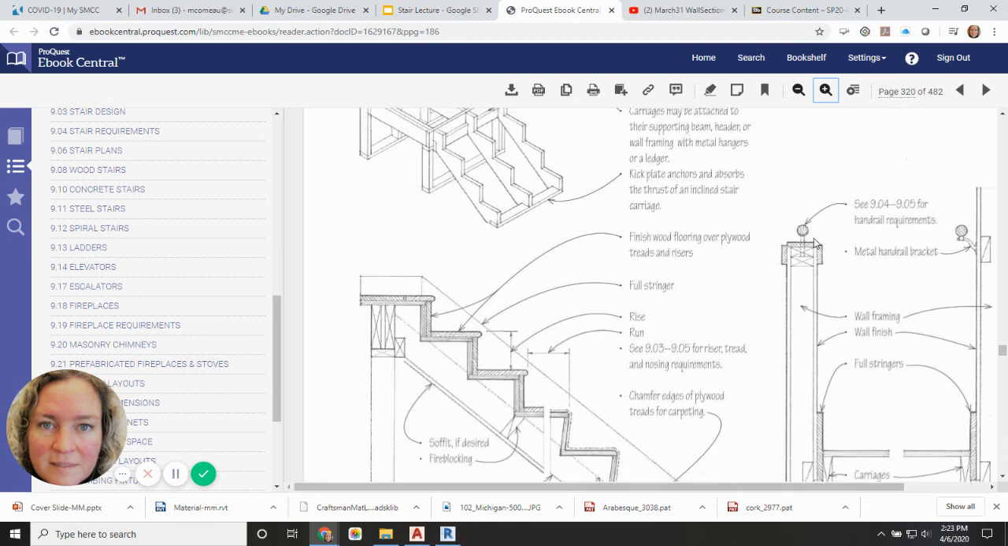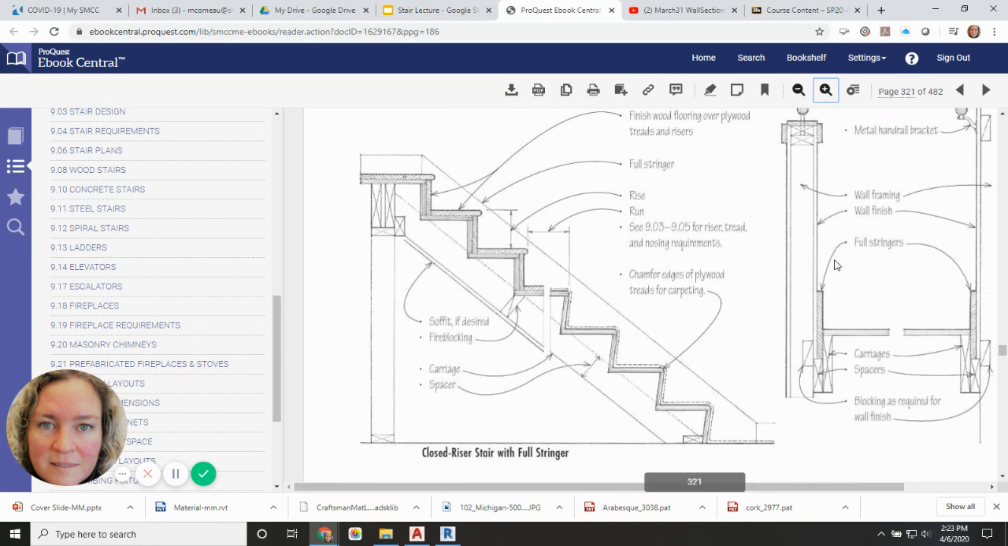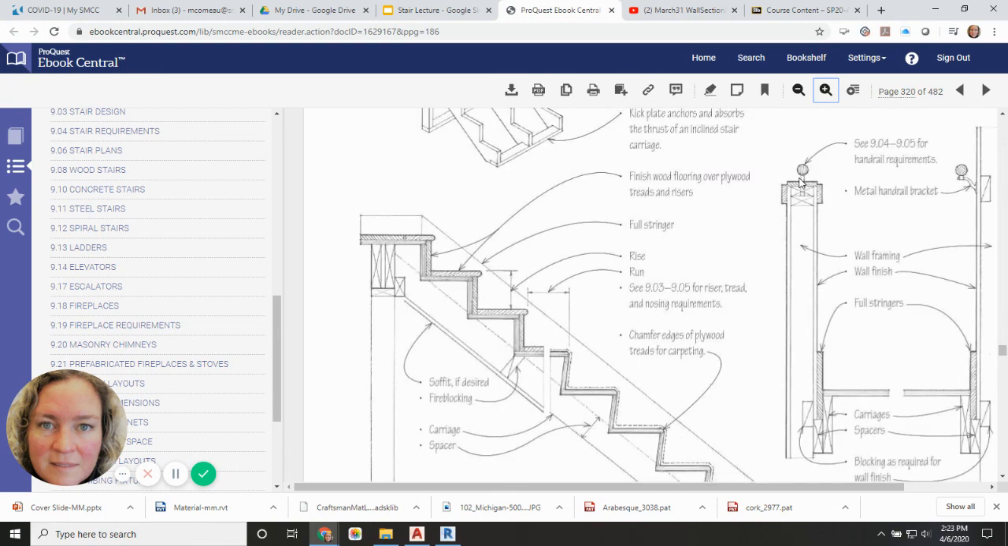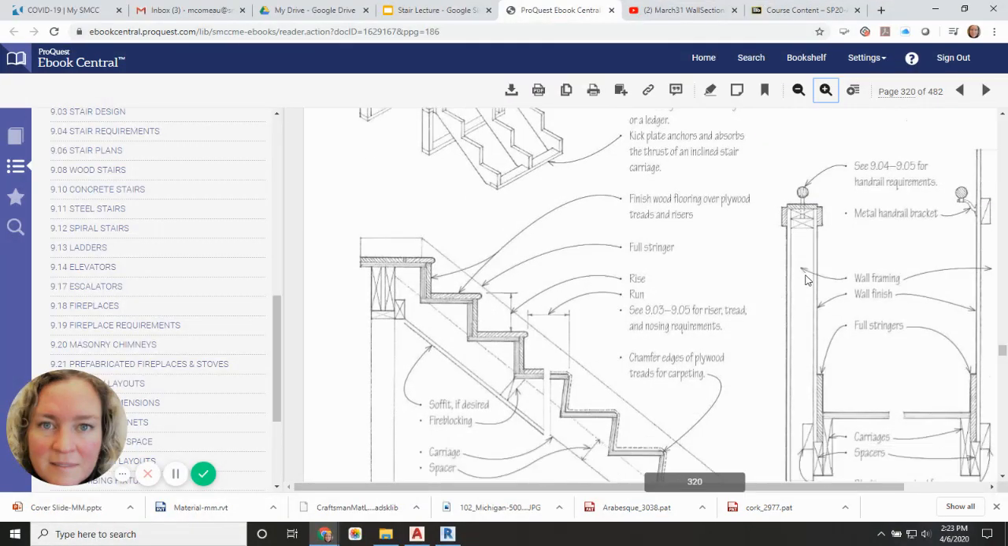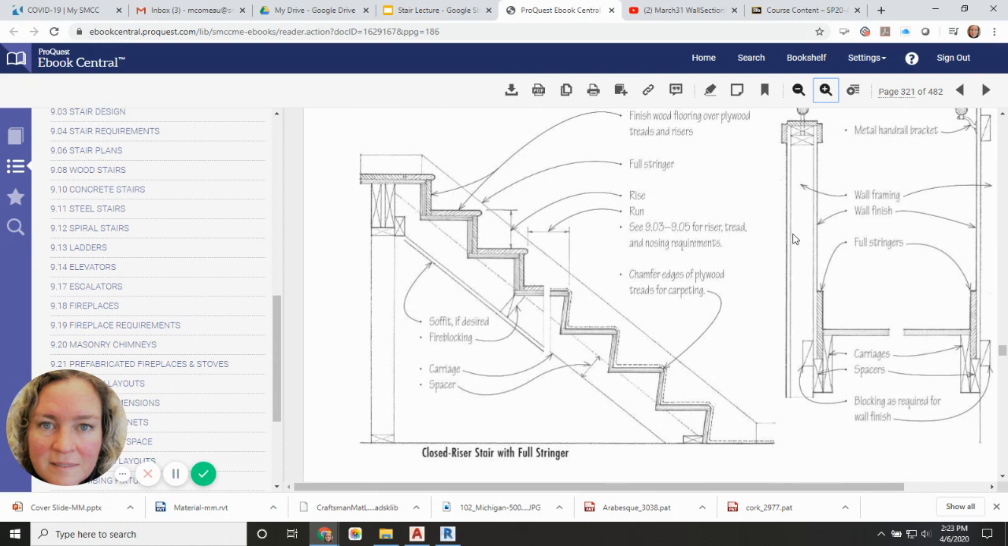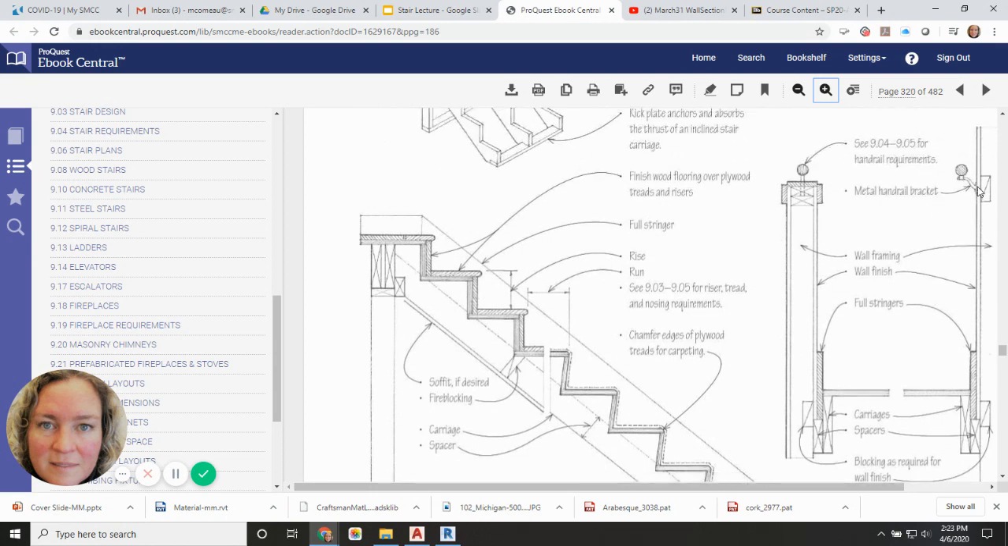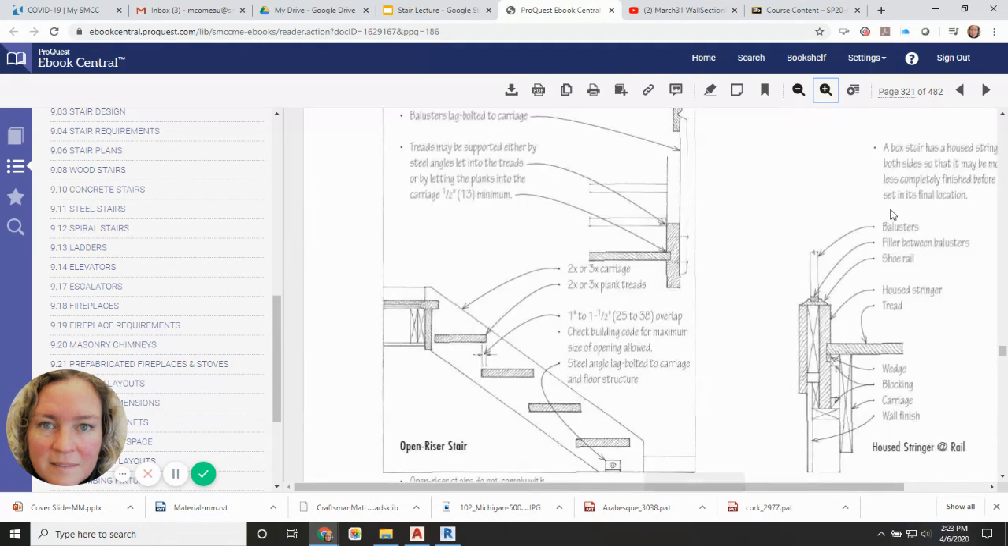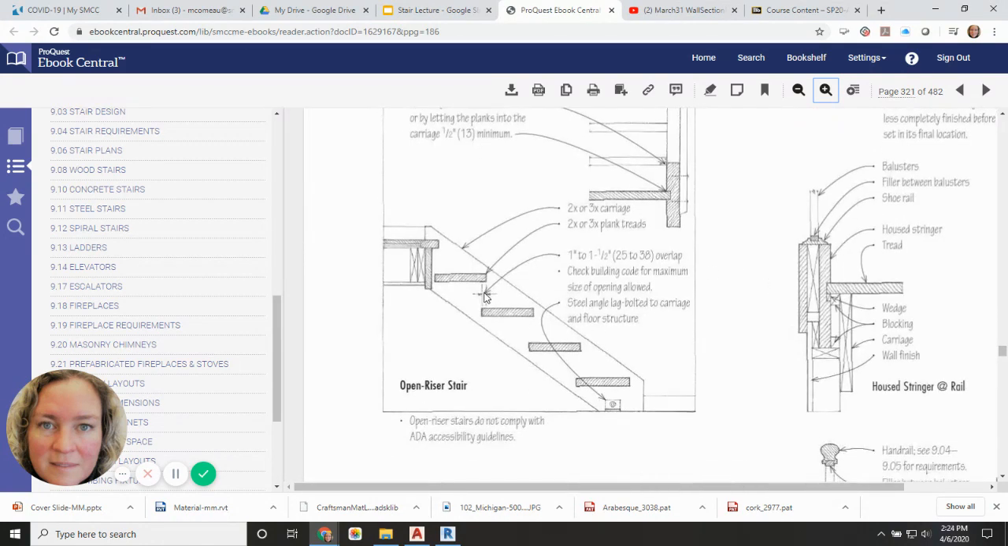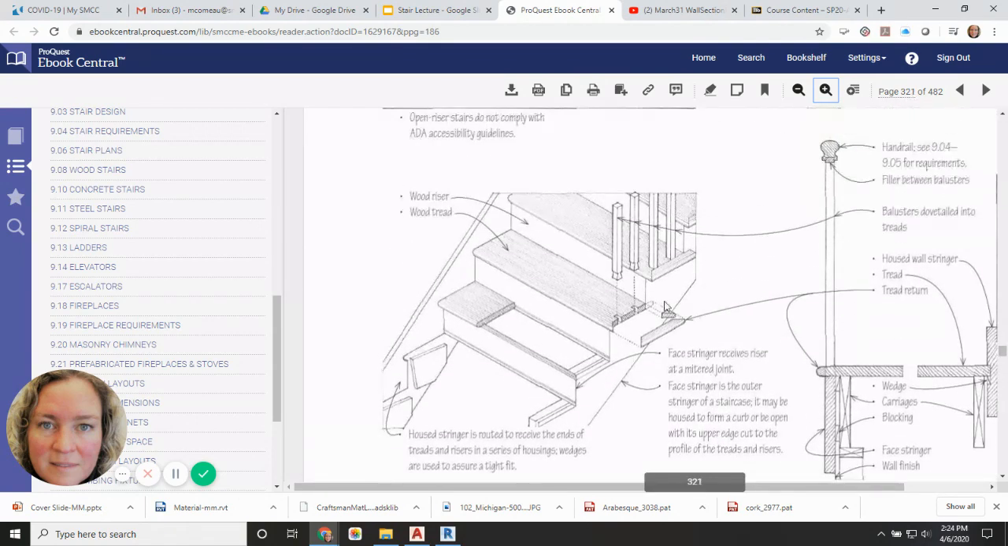And then this is a good side view of a handrail system that's built on top of a wall and capped. And then this is a rail system that's mounted on a wall. And this is an example of open risers. And this just shows illustrations on how those newel posts are placed and framed into the tread.